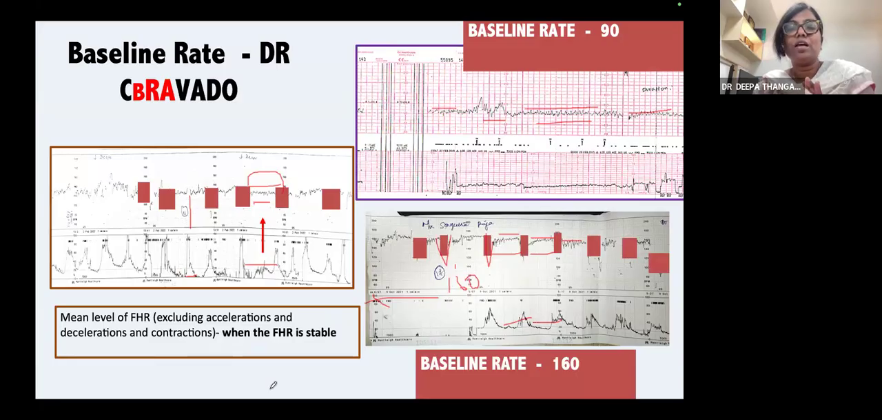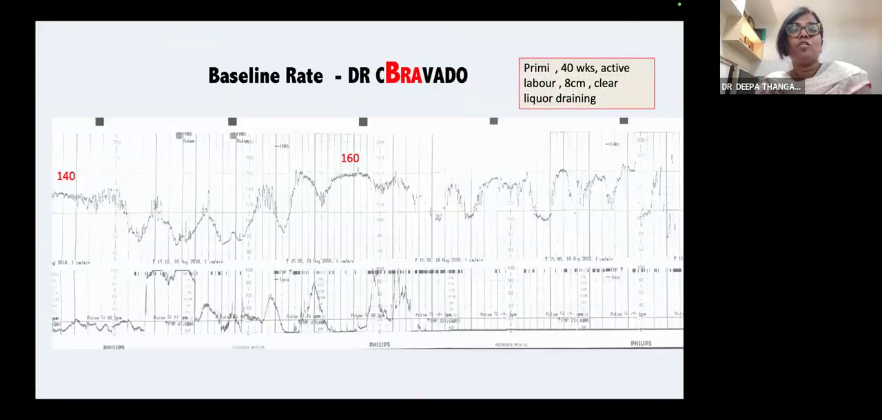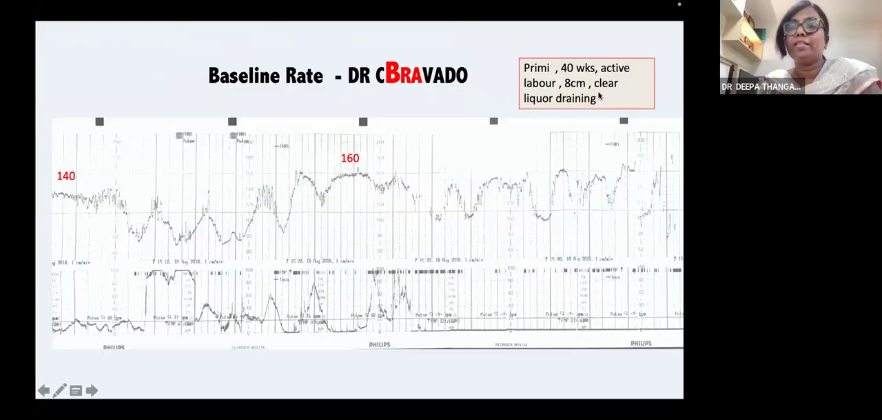So this is a red, I put it in red color. Coming to this trace, are you able to see the baseline here? This is a primigravida, 40 weeker, active labor, 8 centimeters, clear liquor draining. There are contractions initially. After that, maybe we have to check whether the toco is placed correctly or not. But seeing the baseline, do you have a stable baseline?